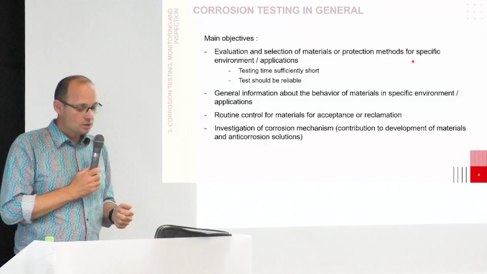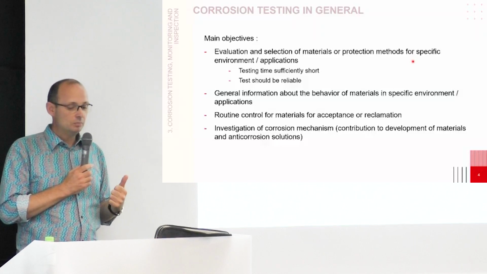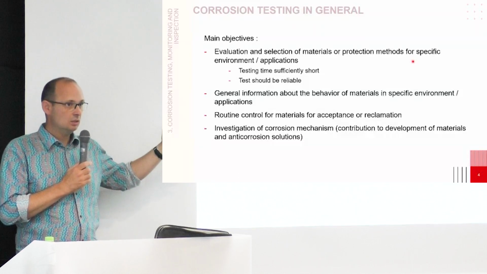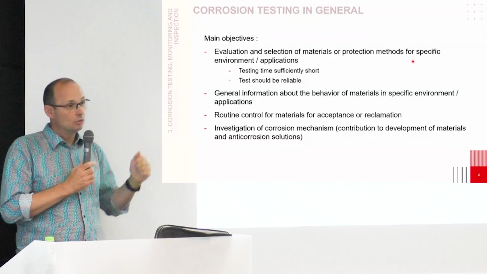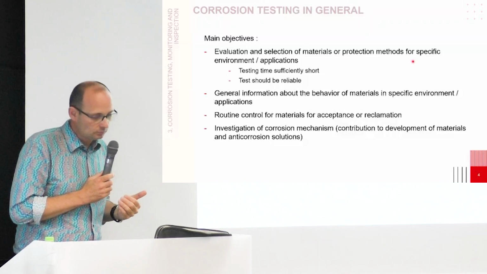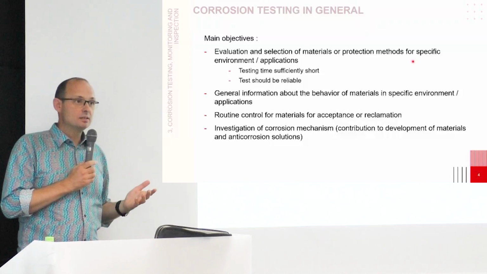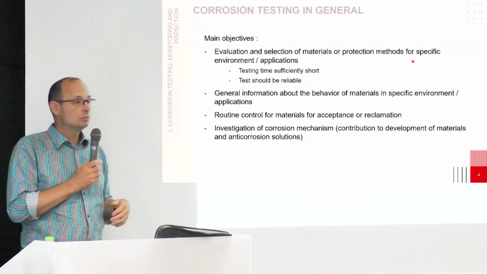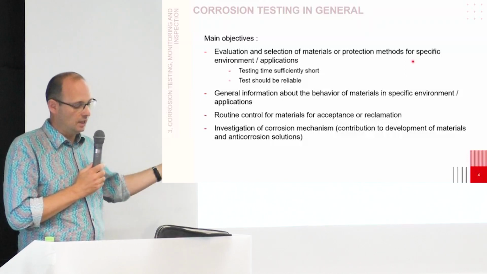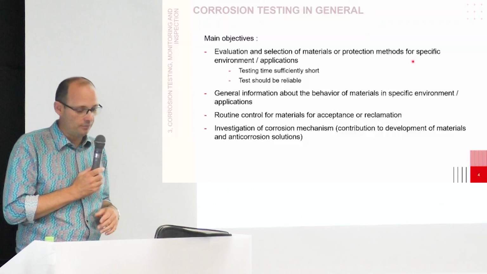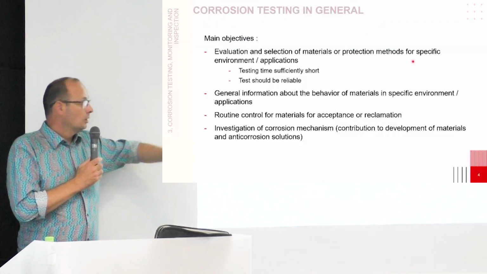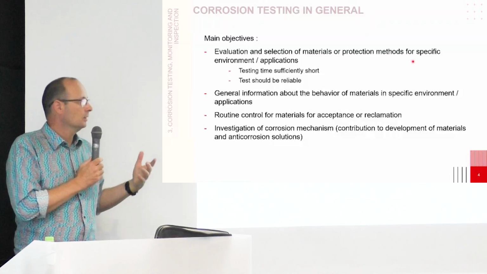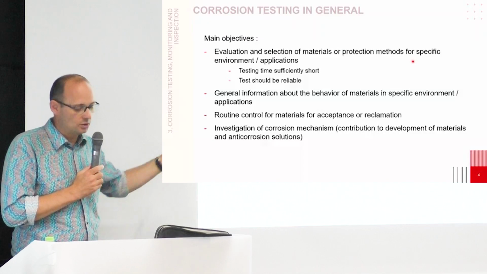The testing of corrosion is also to get information about the material behavior. So the first one is more related to engineers in corrosion. The second one is more for scientists. This is also, in a business unit, the way to have a routine of control of materials and also to discuss with customers about the acceptance or reclamations they can have. And of course, when you have materials, what you want to do is to draw a history about how the material behaves in its environment. So that's the investigation.